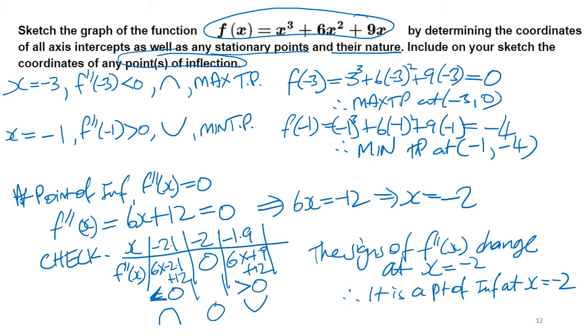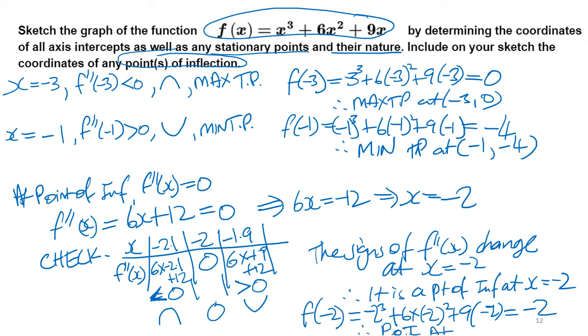Alright, so I need to know what y is at that point. So we're going to sub in. We still need to know the y coordinates. So f of negative 2 equals negative 2 cubed plus 6 times negative 2 squared plus 9 times negative 2. And if you do it properly, you're going to get negative 2. Therefore, the point of inflection is at negative 2, negative 2.